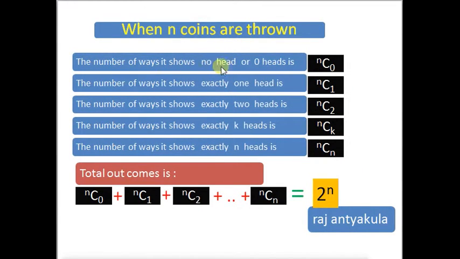When n coins are thrown, the number of ways it shows no head or 0 heads is nC0. The number of ways it shows exactly one head is nC1. Exactly 2 heads is nC2. Exactly k heads is nCk. Exactly n heads is nCn. Okay. Total outcomes are nC0 plus nC1 plus nC2 and so on up to nCn, which equals 2 power n. When n coins are thrown, the total number of outcomes is 2 power n.